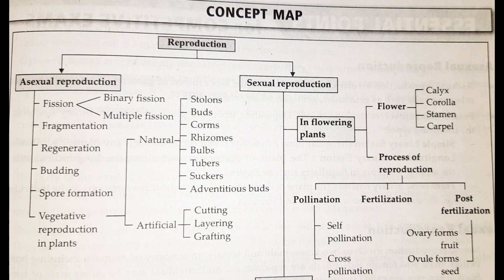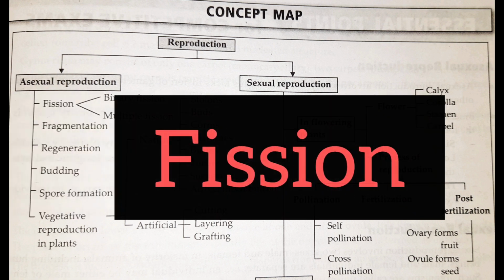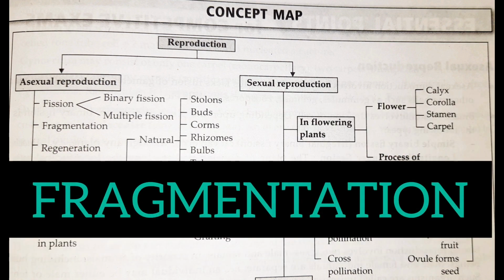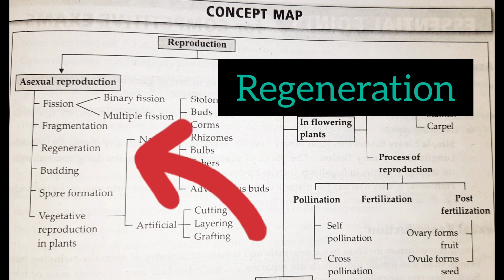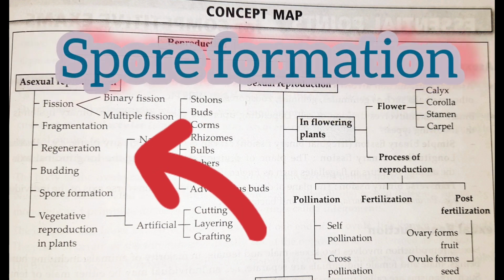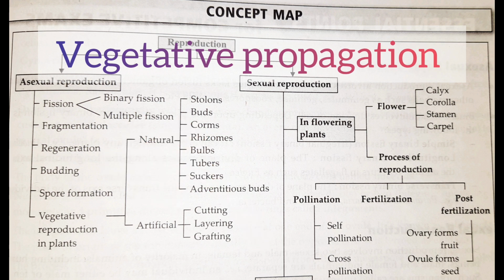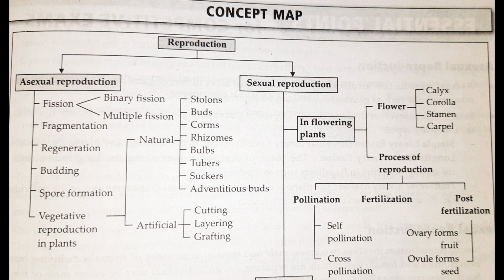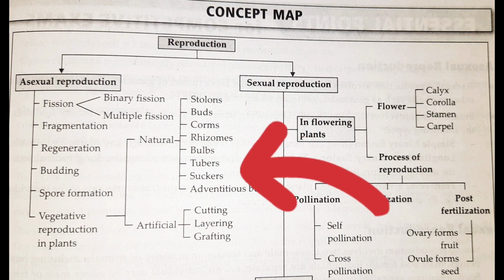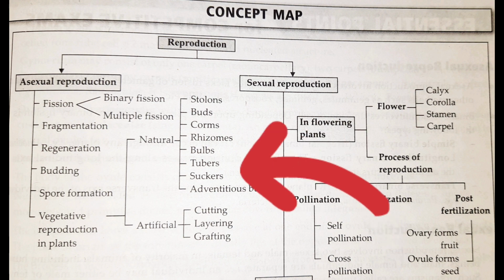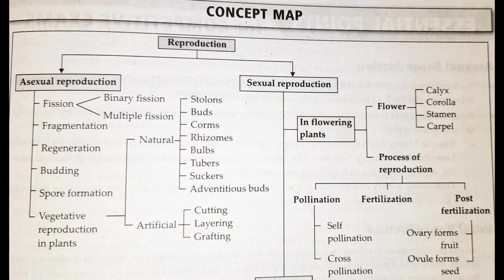There are many types of asexual reproduction. The first one is fission, which includes binary fission and multiple fission. Second, fragmentation, regeneration, budding, spore formation, and vegetative propagation or vegetative reproduction in plants. There are two types again, natural and artificial. Natural methods use stolons, buds, corms, rhizomes, bulbs, tubers, suckers, and adventitious buds. Artificial methods are cutting, layering, and grafting. First, let us start with fission.